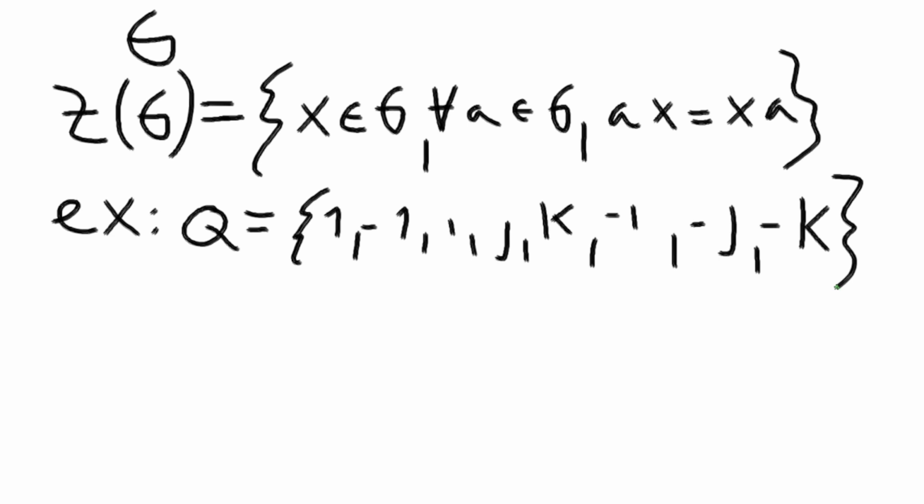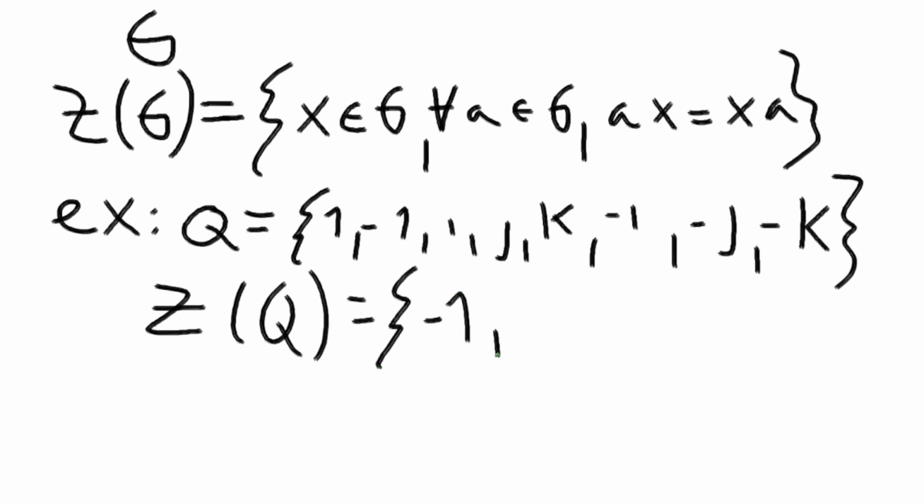But with 1 and -1 it works the same way, it's commutative. So 1 and -1 commute with all the other elements. 1 times k is the same as k times 1. -1 times k is the same as k times -1. And that works. Therefore the center of the quaternion group is precisely the elements -1 and 1.